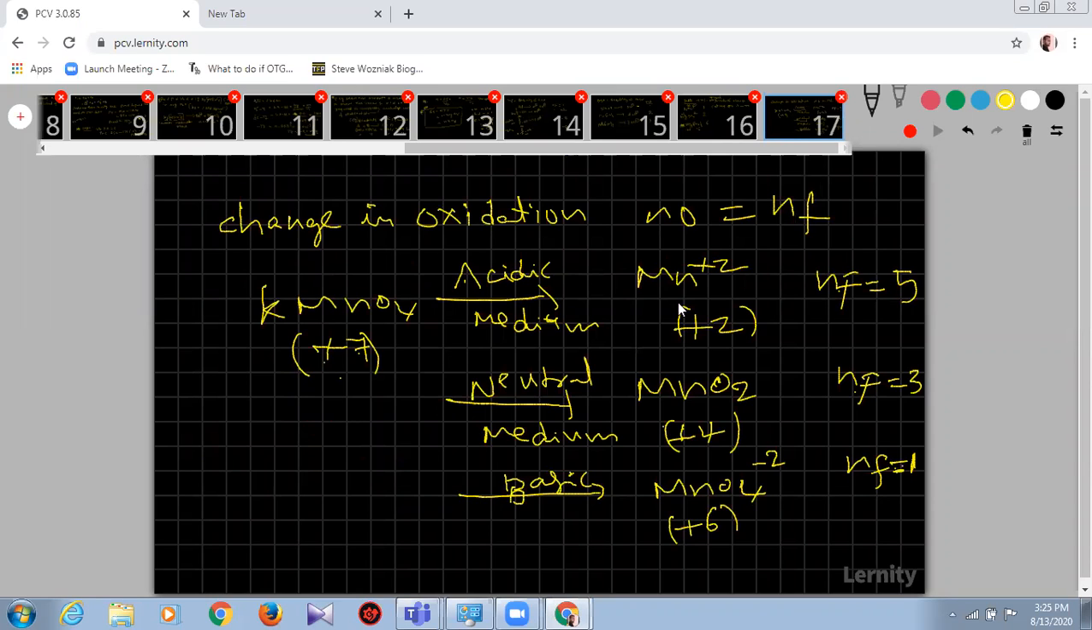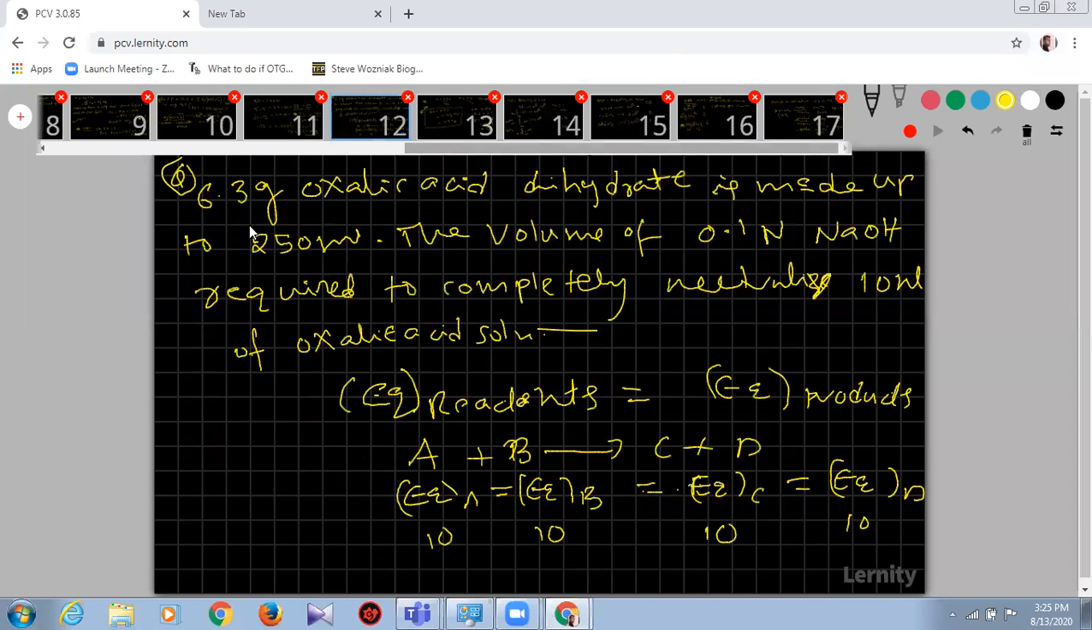Take down the screenshot. See here, I'm telling you this. The same principle I'm following: for completion of any reaction, equivalence of reactants should be equal to equivalence of products. Here, what are the reactants? Oxalic acid dihydrate, and then sodium hydroxide. That is here.